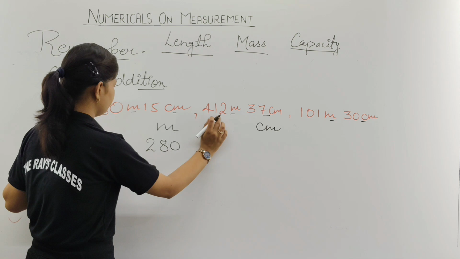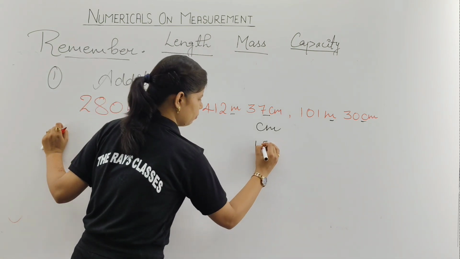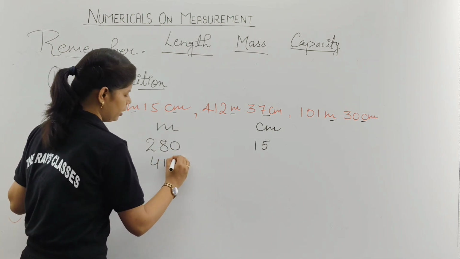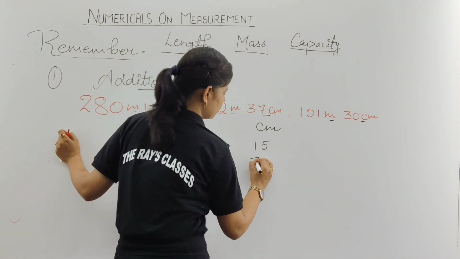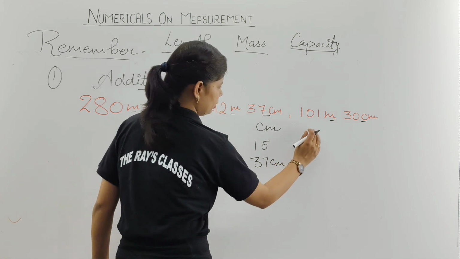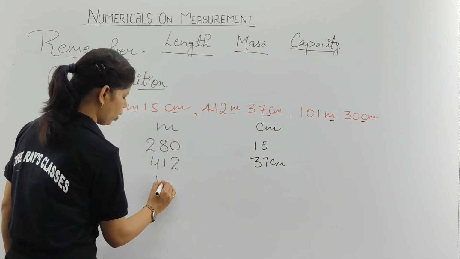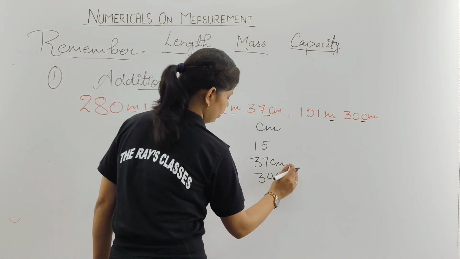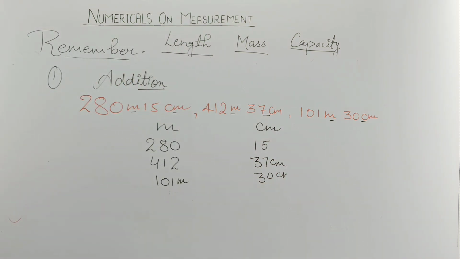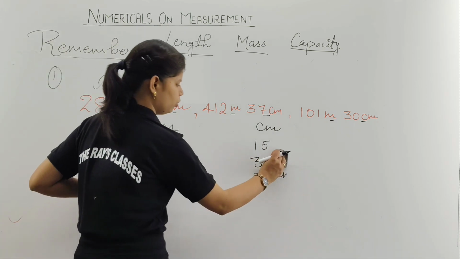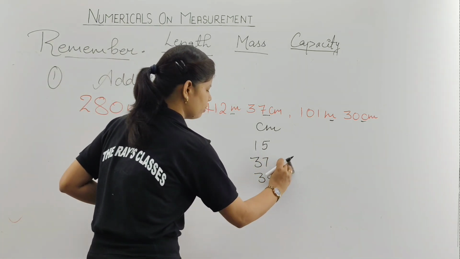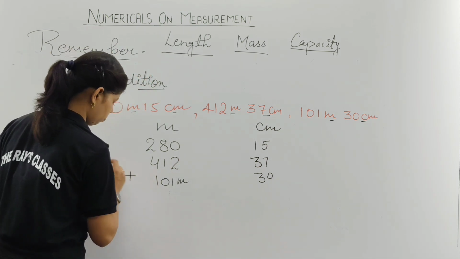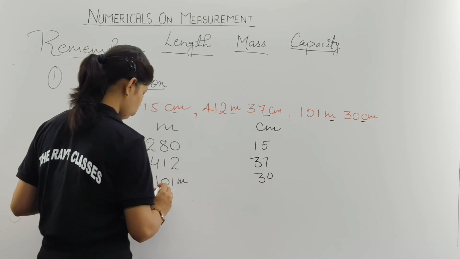280 meter. How many centimeter we are having? 15 centimeter we are having. Do you get my point? Now here we are having 412 meter and 37 centimeter. And last we are having 101 meter and 30 centimeter. No need to write again and again for this one. Here I am writing twice. It's of no use because we have already highlighted it. Please use the operation plus and then we'll go with it.